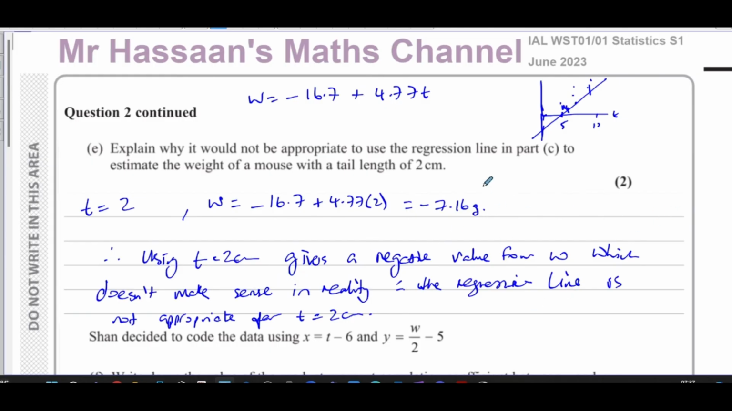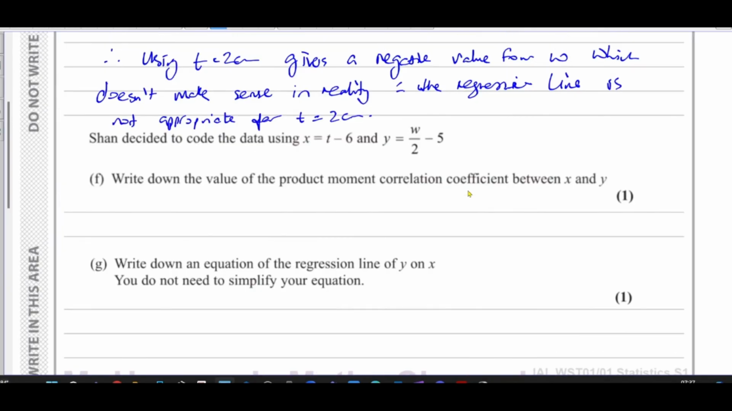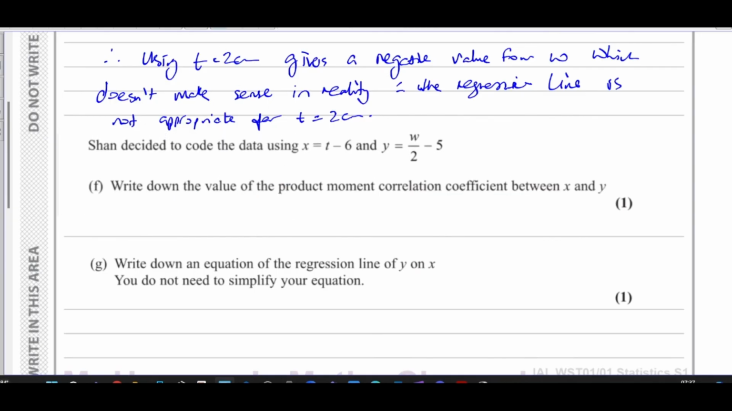That's fine. All right. So part F says Shan decides to code the data using x equals t minus 6 and y equals w over 2 minus 5. Write down the value of the product moment correlation coefficient between x and y. Now, this is the value of R. What does it mean by the data being coded? Well, we have W and we have T. Doesn't matter which one we write first.